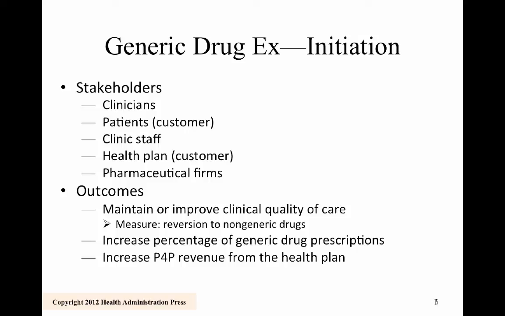Okay. So in this example, in the initiation stage, you're going to identify who the stakeholders are, and they've identified those here. Stakeholders, again, are anybody that's really affected by this project. Outcomes. So outcomes, what are you trying to do? Well, we want to maintain or improve the clinical quality of care using these generic drugs. Okay, so increase the percentage of generic drug prescriptions is one of our outcomes that we're going to measure, one of our goals. And then increase the pay-for-performance revenue.